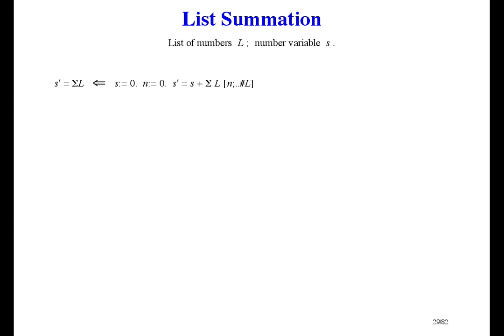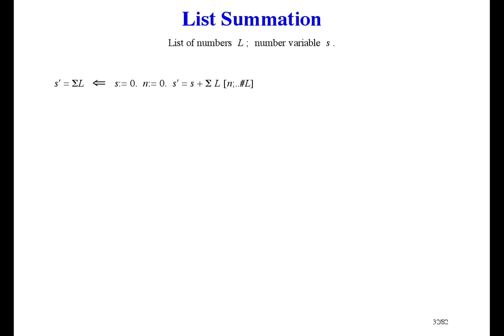To prove this refinement, use the substitution law from right to left. First, substitute 0 for n. Then, substitute 0 for S. So the right side is S prime equals 0 plus the sum from 0 to the end. And that's the sum of the whole list. So the right side is the same as the left side.